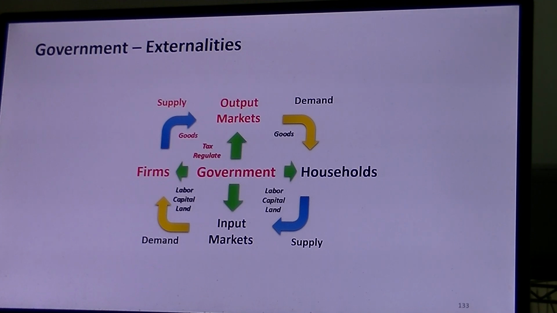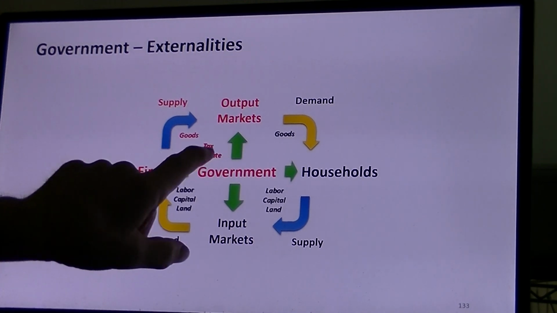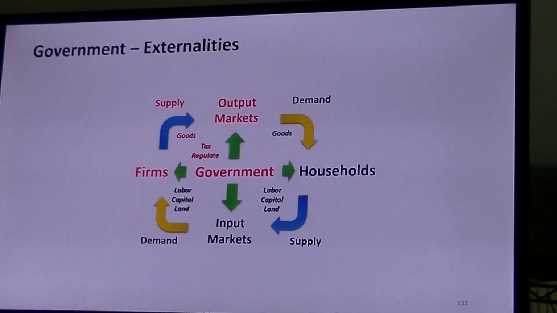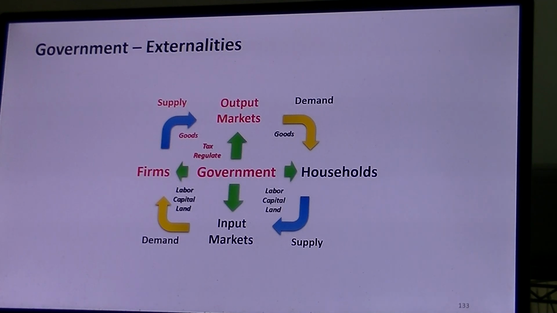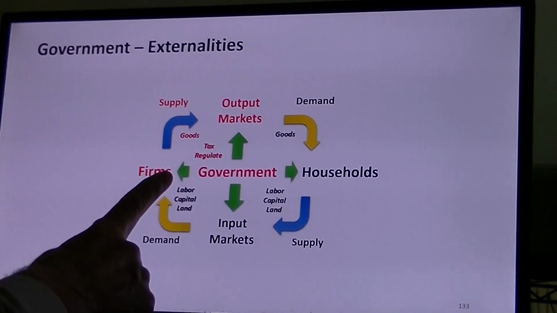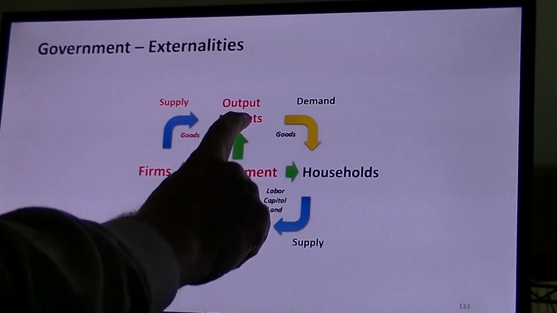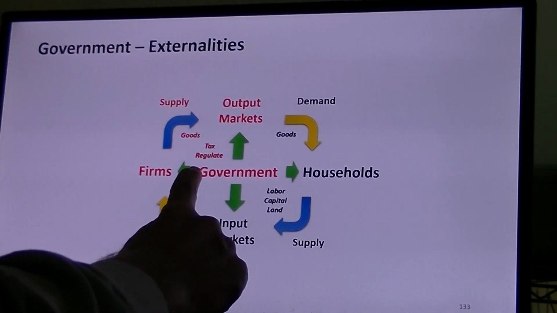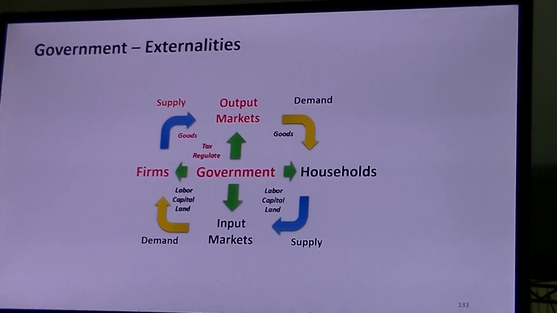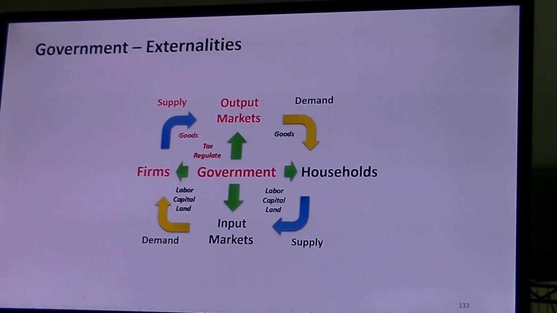But now we're going to look at how governments, through the ability to tax and regulate, affect the behavior of firms that supply goods in output markets. We're going to put government right in the middle, as a go-between. The governments can intervene directly in output markets and in households, through taxing, and in input markets, again through tax regulations, that type of thing.